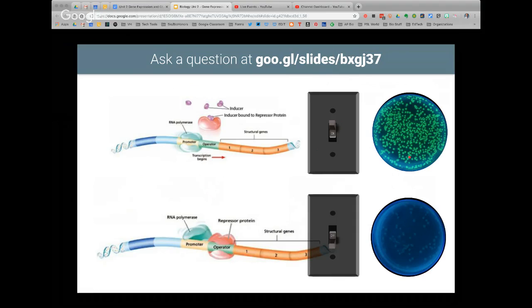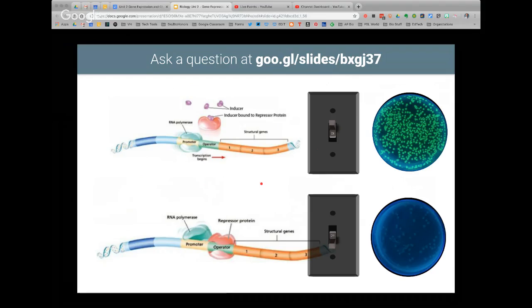When a gene is turned off, that repressor protein is blocking RNA polymerase. RNA polymerase cannot read these structural genes and does not make the proteins. The bacteria cells have the gene. They just can't make the proteins because the gene has been turned off. So these are great models of gene expression.